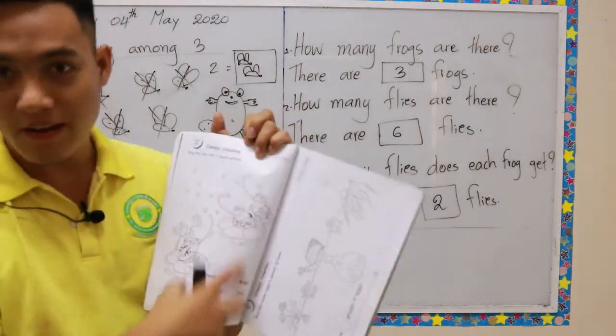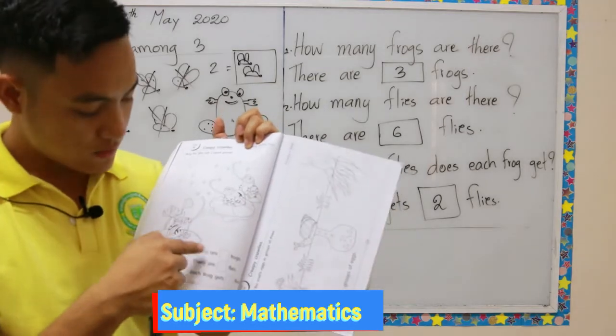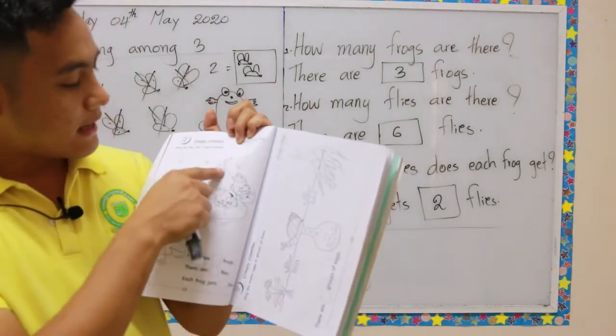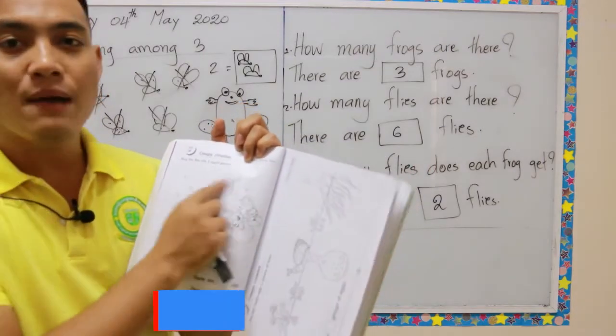I don't know how many frogs. So just count the frogs and complete the box right here. So there are frogs. So complete here after counting. And then flies. Here there are many flies, but I don't know how many flies.